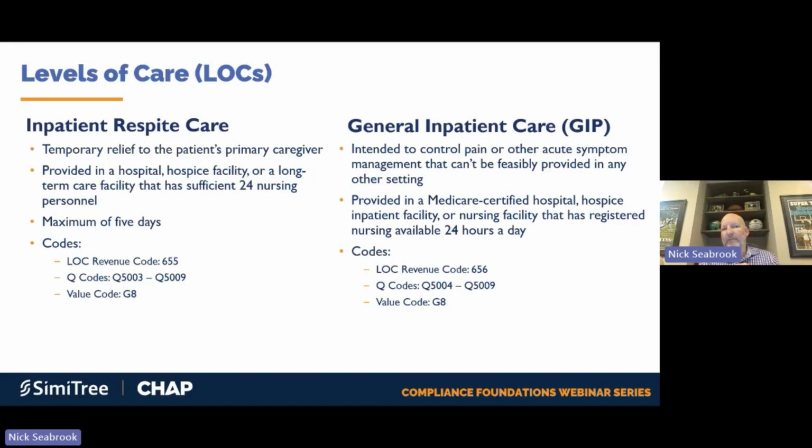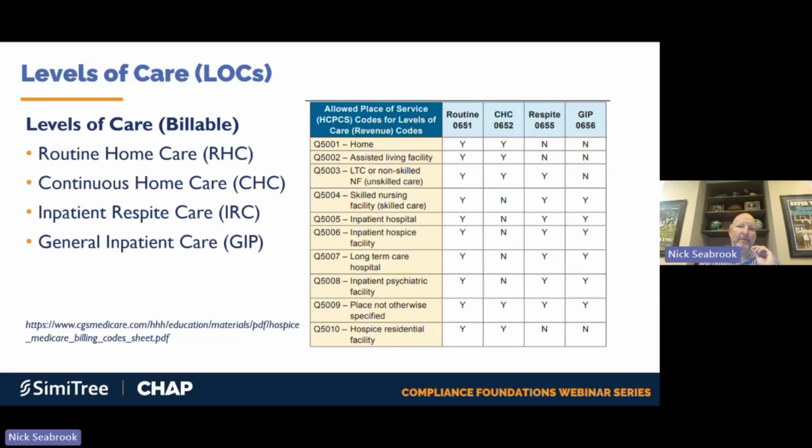And the other level of care that we have here is GIP, or your general inpatient care. So this is, again, from a setting standpoint, important to know here, that these are situations where the care that's being provided can't be provided feasibly in any other setting besides an acute setting. So this is care that's being provided in a Medicare certified hospital, hospice inpatient facility or a nursing facility that has 24/7 RN availability. From a reimbursement standpoint, we'll get into that in a couple of minutes. That GIP cost is going to be much higher, and you'll see the reimbursement follows it as well.